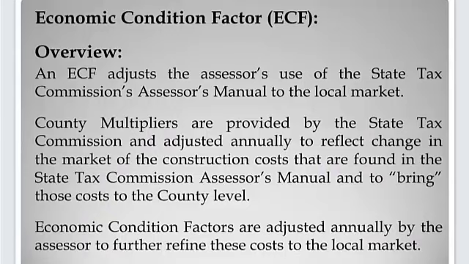This presentation is being offered by the State Tax Commission and is intended to provide information regarding the 5 key things that assessors need to know about the economic condition factors, or ECF. An ECF adjusts the assessor's use of the State Tax Commission's Assessor's Manual to the local market. County multipliers are provided by the State Tax Commission and adjusted annually to reflect change in the market of the construction costs that are found in the State Tax Commission's Assessor's Manual and to bring those costs to the county level. Economic condition factors are adjusted annually by the assessor to further refine these costs to the local market.